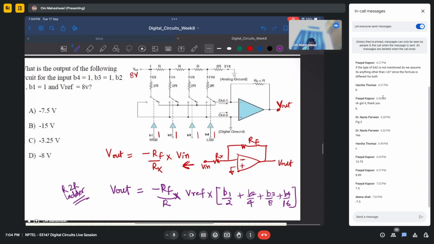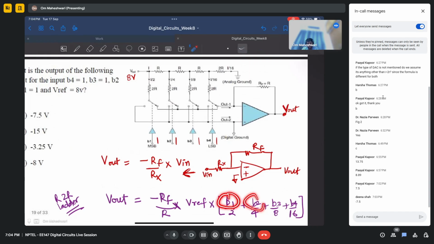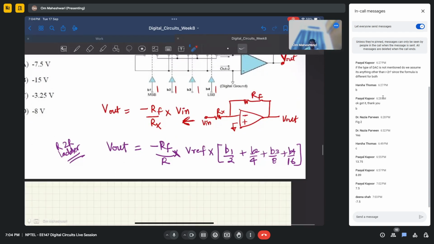You can use this formula. So be mindful about these B1, B2, B3, B4. B1 by 2 I have done. You can see I by 2 current is going in B1. In B2, I by 4 current is going. In B4, I by 16 current is going. So with this, you can map these. Okay, so we will use this formula.